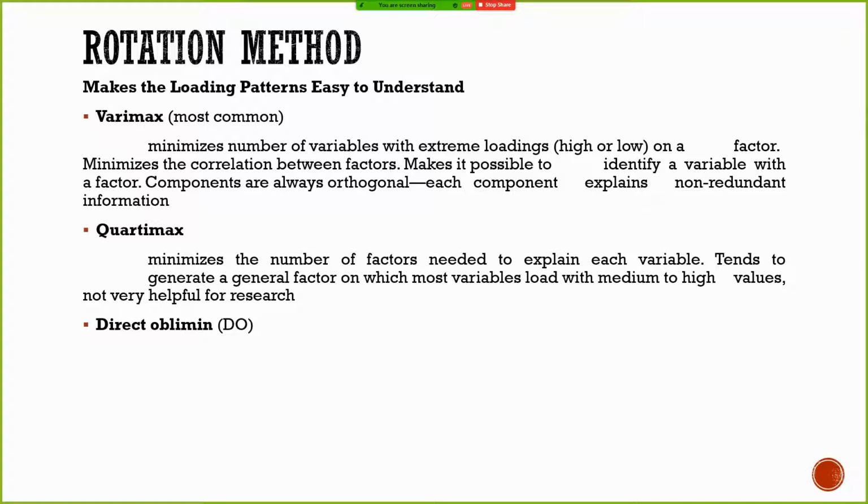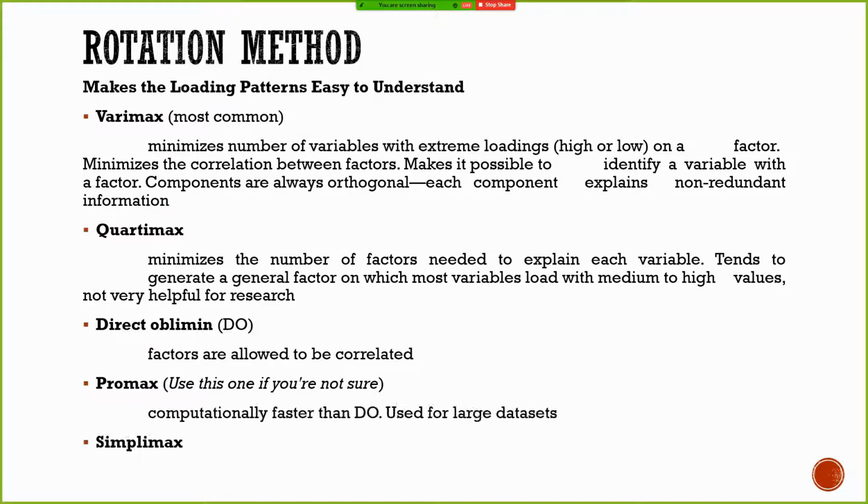The opposite to Varimax is direct oblimin. This is also used in research. Factors are allowed to be correlated. So the correlation between factors is not minimized; they are allowed to correlate. Promax: use this if you are not sure which one to use, but more or less in business research, Varimax is the most common. I would recommend going for Varimax. It's faster than direct oblimin and used for larger data sets. Simplimax is another generation for simple structure. Again, go for Varimax.